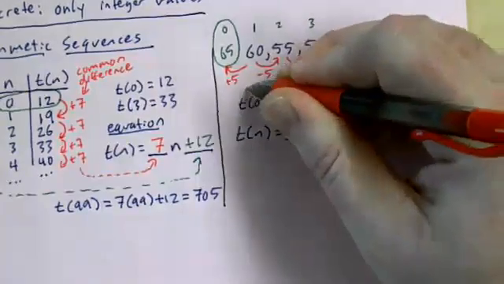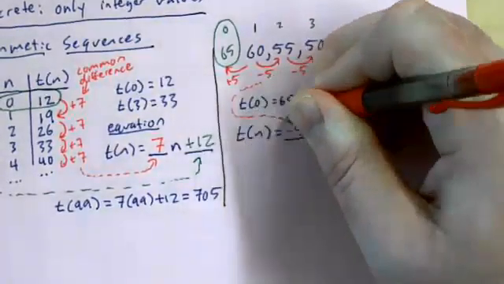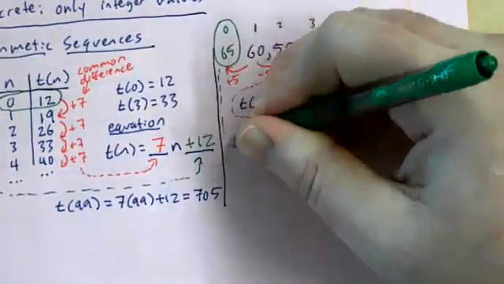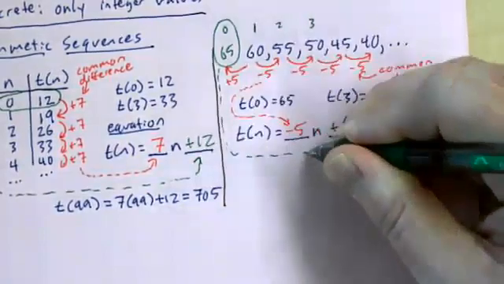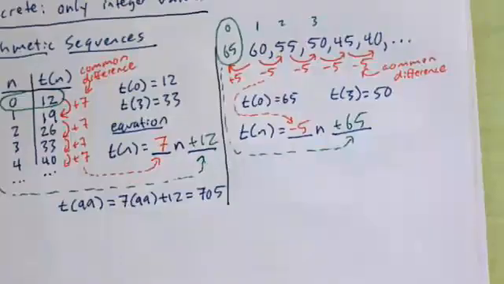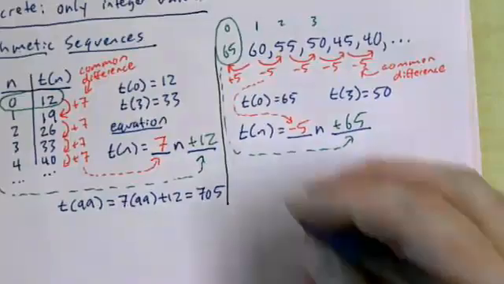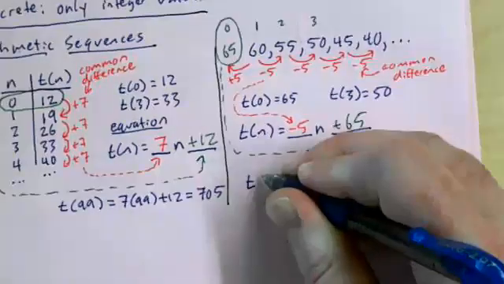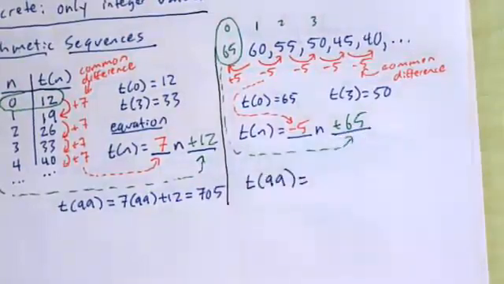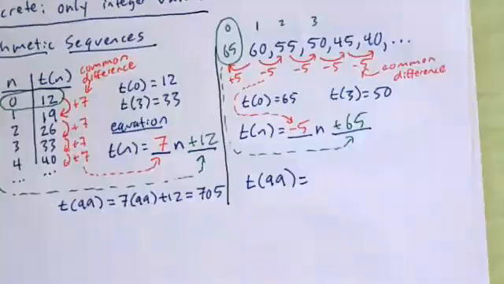So this one, again, I like to draw arrows, so I'm going to draw some arrows so I can see where these things came from. And if I could get you to find T of 99 for me for this one. T of 99.